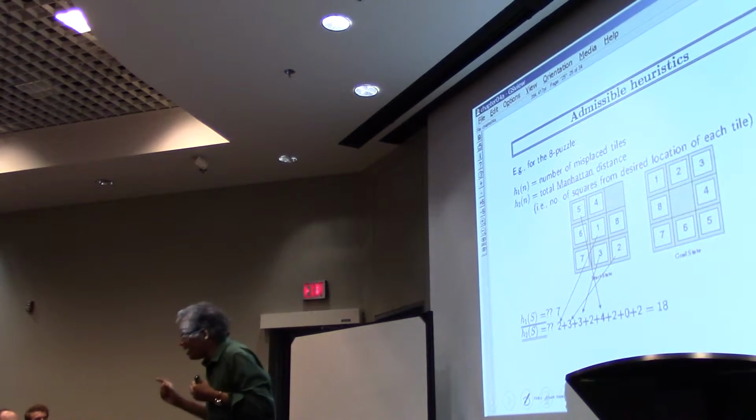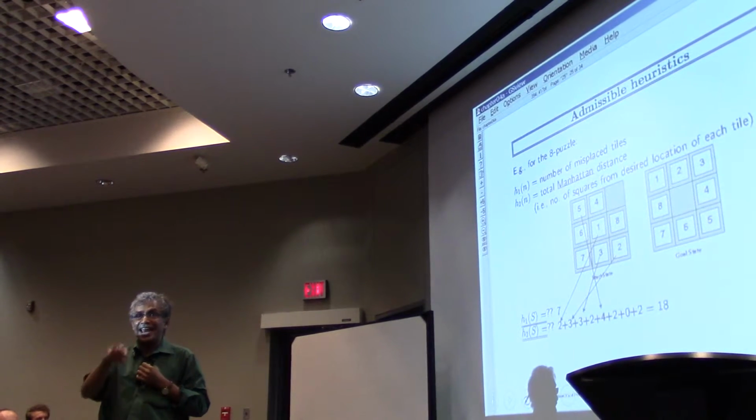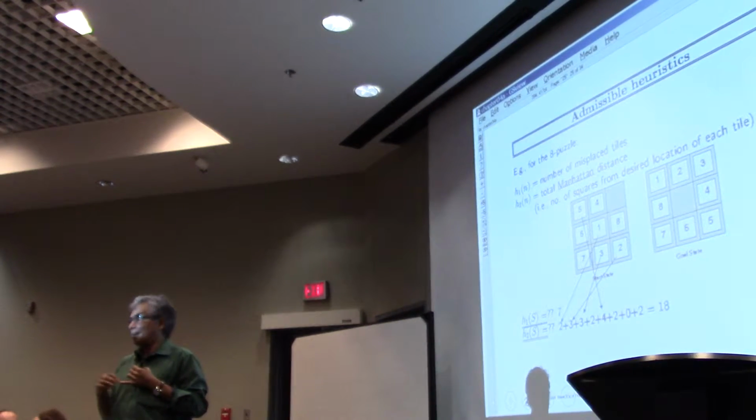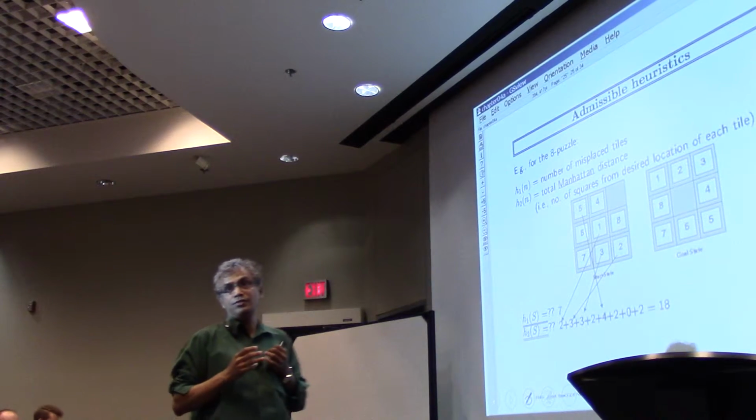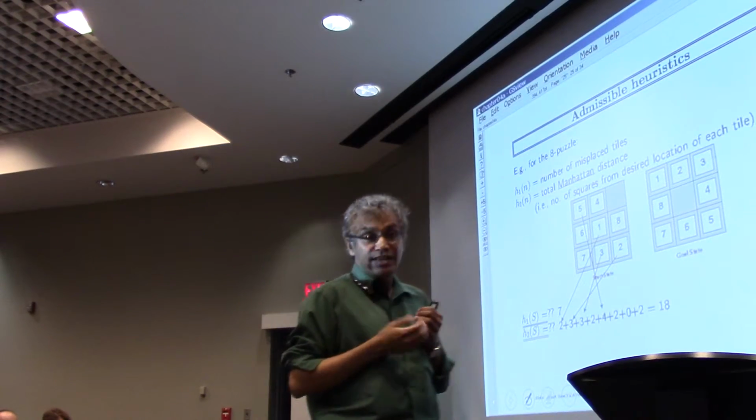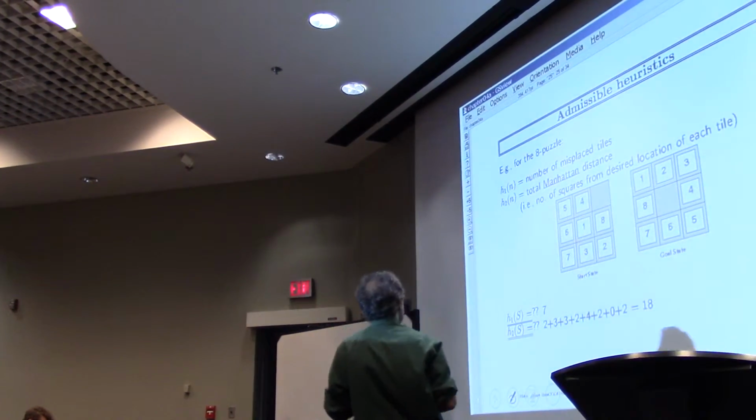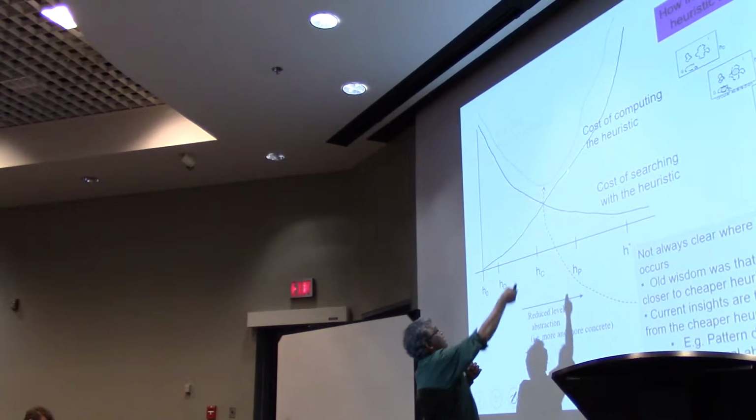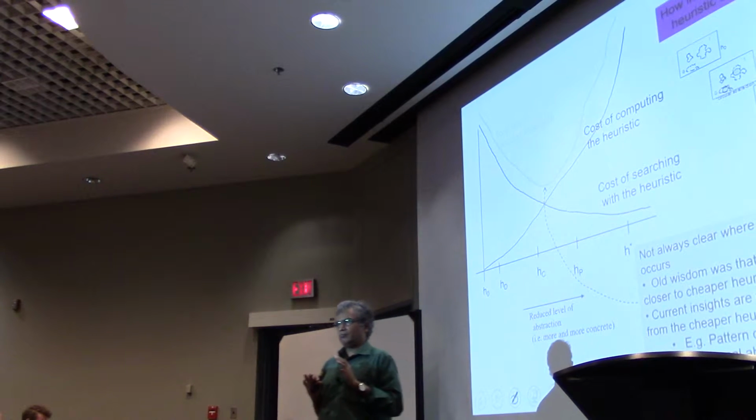But it's going to take a longer time to compute that heuristic than just counting the number of misplaced tiles or adding up the Manhattan distance. This is what's called pattern database heuristics. And one of the most interesting things is pattern database heuristics take much longer time. So in our picture here, they're kind of somewhere here. People weren't even considering them. There was just no hope.